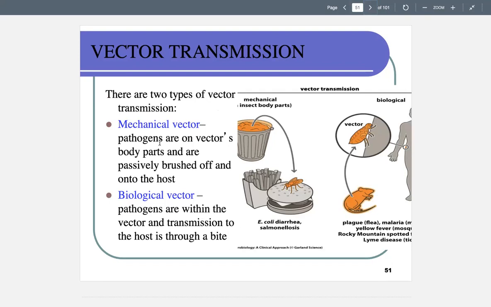Mechanical vector, these are the pathogens that are in a vector's body parts and are passively brushed off to the host, no? Yung mga langaw na kung saan-saan dumadapo. Tapos dadapo yan sa pagkain mo, ayan, no? Mga langaw na maari, okay, na yun, may nadapuhan silang madumi, no, na pathogens. Tapos ayun, dumapo din sa pagkain mo na contact. Okay, mechanical vector. Okay. Kumbaga nadikit lang sa parte ng katawan nila. Pag biological vector naman class, yung pathogens are within the vector na sa loob ng katawan. Okay, and then yung transmission to the host is through a bite.